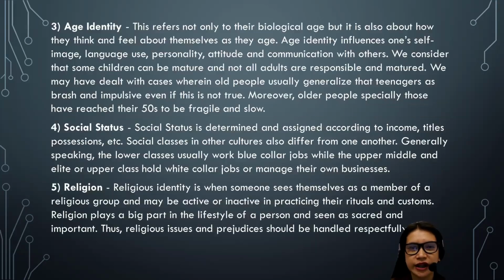Next is age identity. So this refers not only to their biological age, but it is also about how they think and feel about themselves as they age. How a person matures. So age identity influences one's self-image, language use, personality, attitude, and communication with others. We consider that some children can be mature and not all adults are responsible and matured.